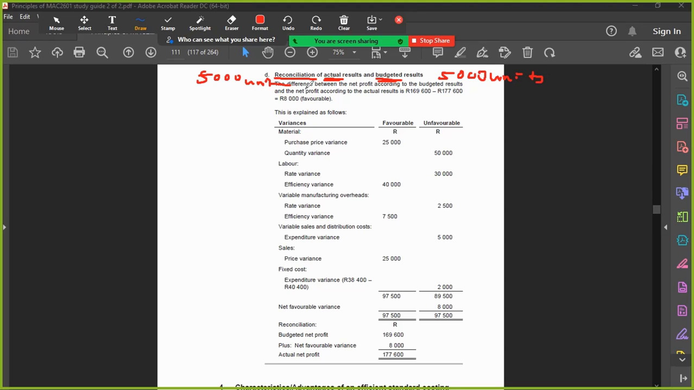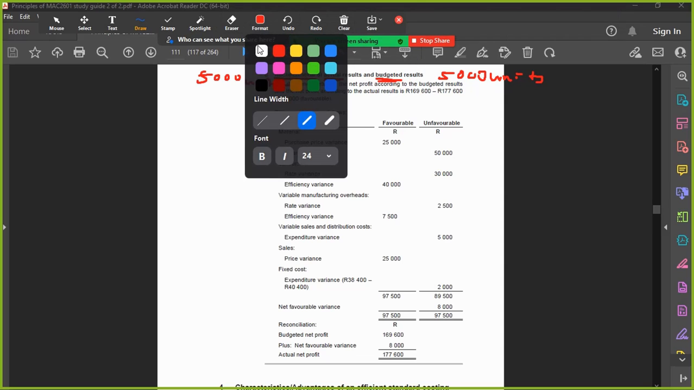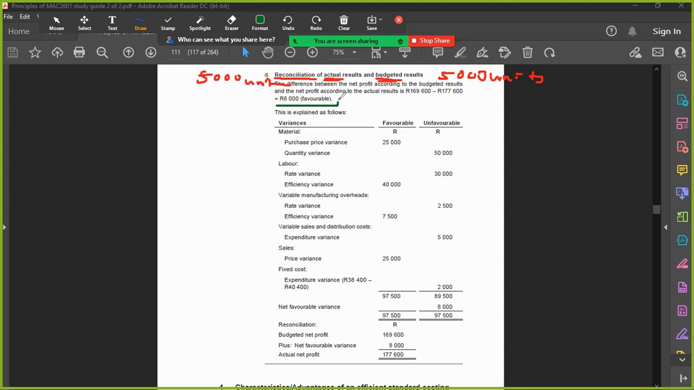So that means the difference must be attributable to something else. They already told you here that there is a favorable variance in the net profit, which was 8,000. Do you see that? That's the variance there. That variance is going to be attributable to either material, labor, overheads, sales, or fixed costs, depending on what you've got here.